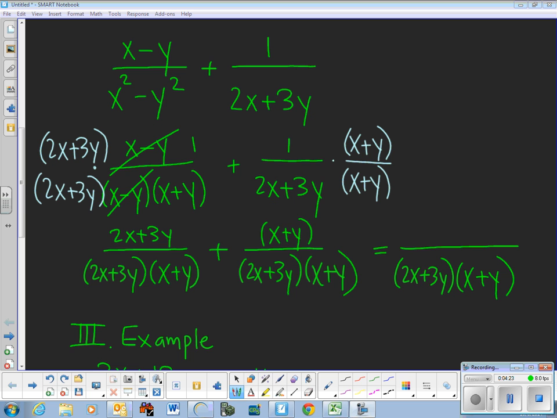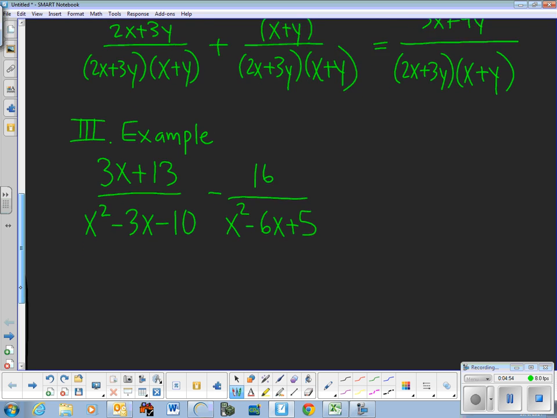And on the top, I'm adding 2x plus 3y to x plus y, which gives me 3x plus 4y. And you have to look when you're done to see if anything would cancel, but nothing's going to cancel. Some things that people would try to do is cancel that x and that x, or that 3 and that 3, which are just things that you're not allowed to do. Don't cancel something that's added to something else unless you're going to cancel out entire factors.